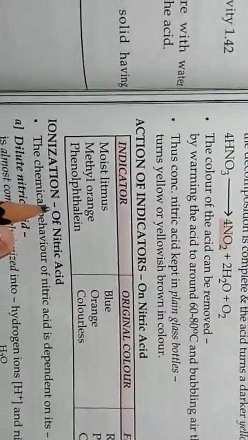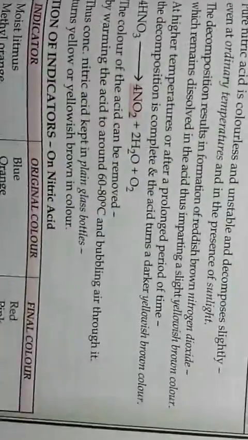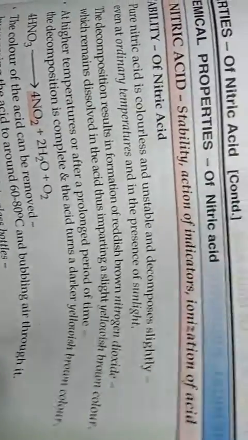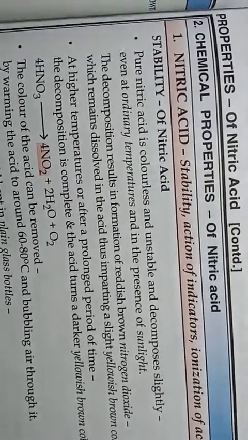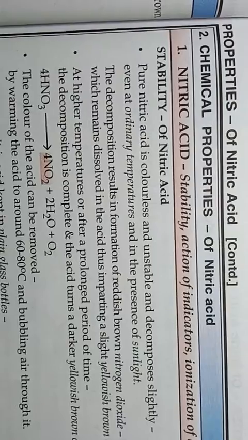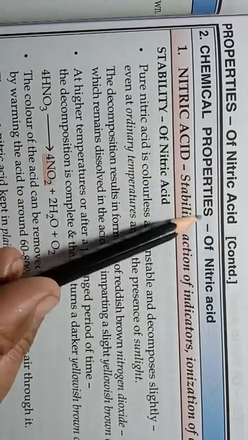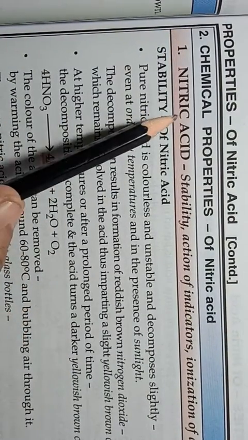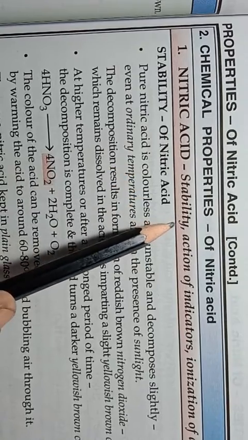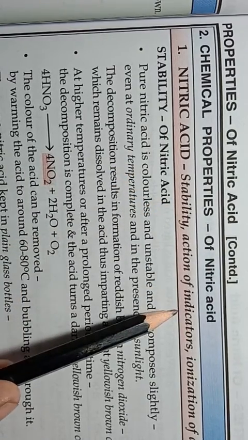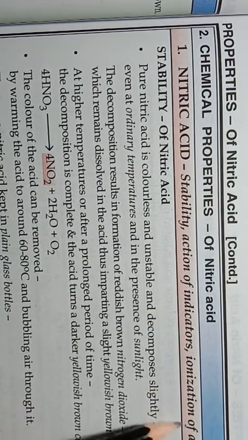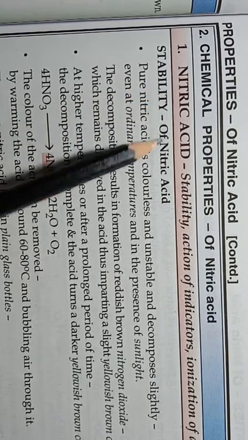Okay, the next page. Properties of nitric acid. And the second point, chemical properties of nitric acid. So nitric acid, first properties: stability, action of indicators, and ionization of acid. So stability of nitric acid.